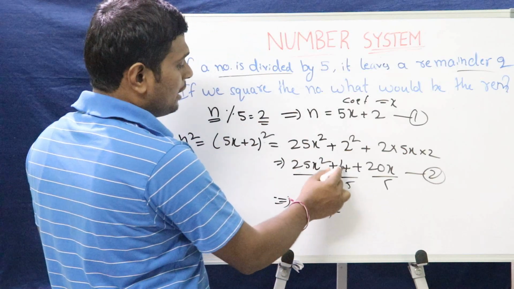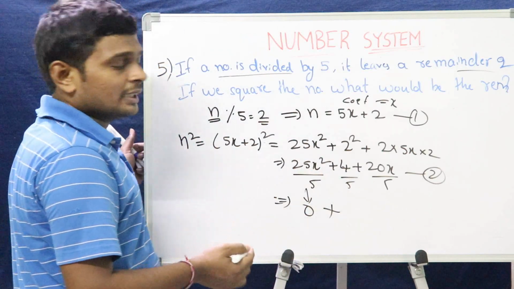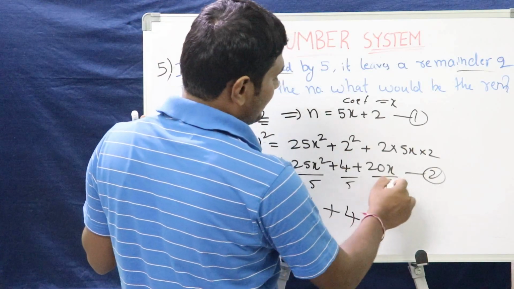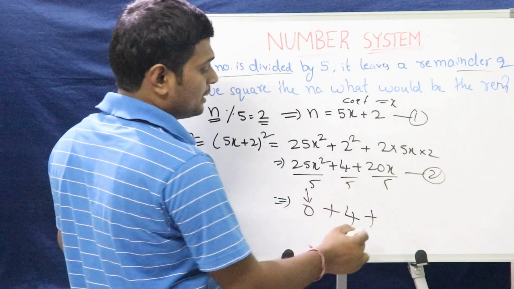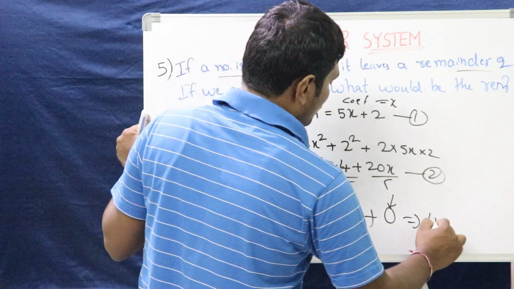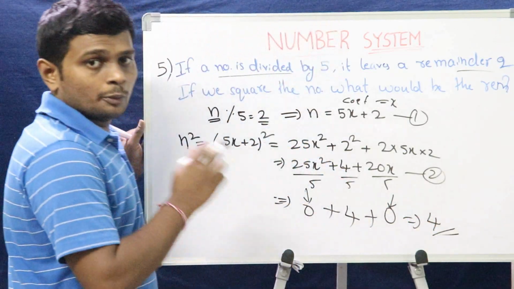If we divide 4 by 5, how much remainder will we get? We will get the remainder as 4. The last one, if we divide 20x by 5, 20 is divisible by 5, so we get the remainder as 0. So the final remainder would be 4. I hope you understood the problem.